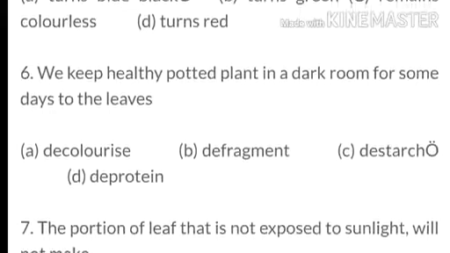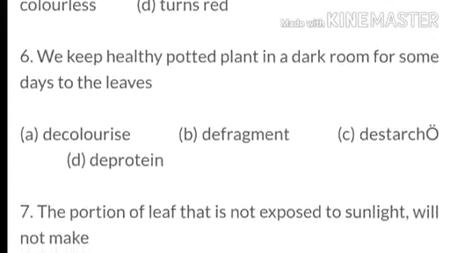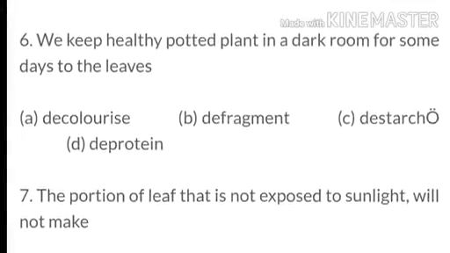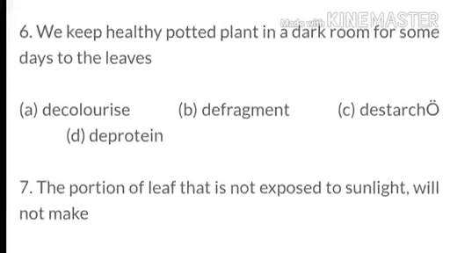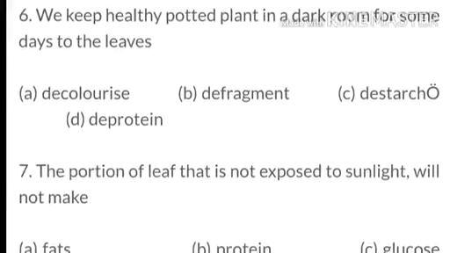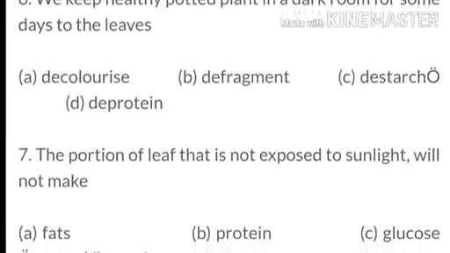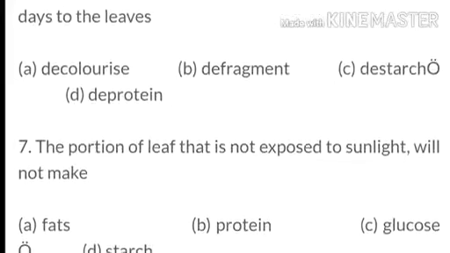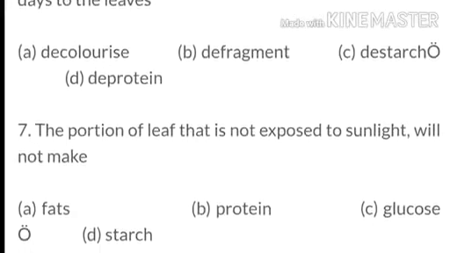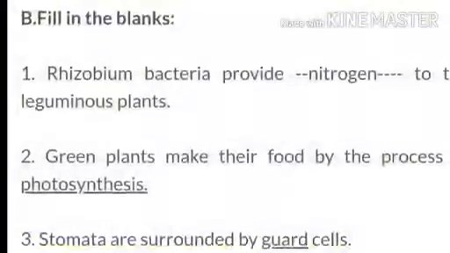The portion of the leaf that is not exposed to the sunlight will not make. So what will it not make? As we saw in the video, our options are fats, protein, glucose and starch. So we know if it is not exposed to sunlight, then the correct option is starch.